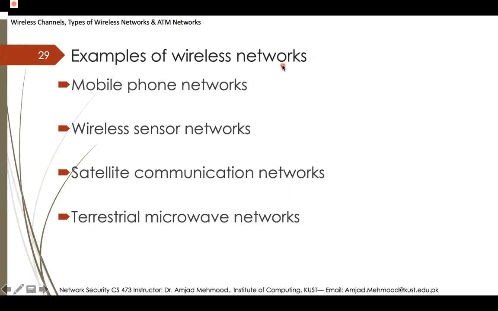Examples of wireless networks. So you have mobile phone networks and wireless sensor networks. We will be studying each one of these in our next lectures. So wireless sensor network, satellite communication network, terrestrial microwave network. We will be discussing each of these in our coming lectures, but these are the examples of wireless networks.